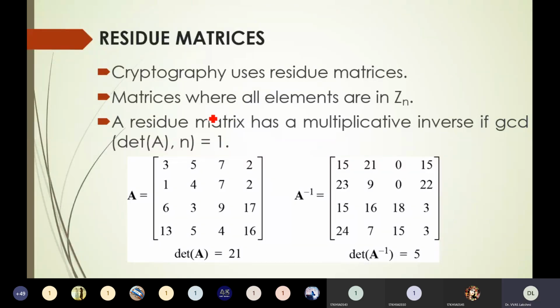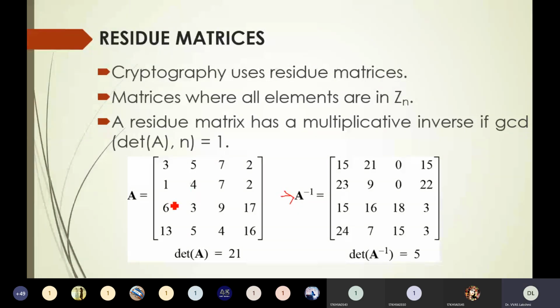Before going to calculate the multiplicative inverse, first we will check whether the given matrix has a multiplicative inverse matrix or not. So before calculating A inverse, we are going to check whether it has a multiplicative inverse or not.